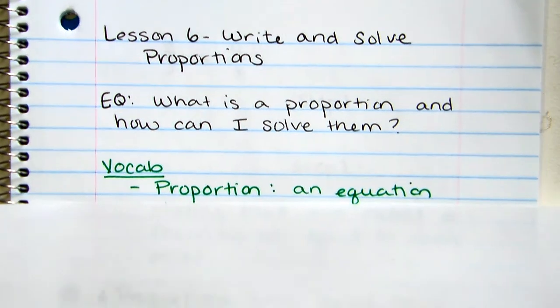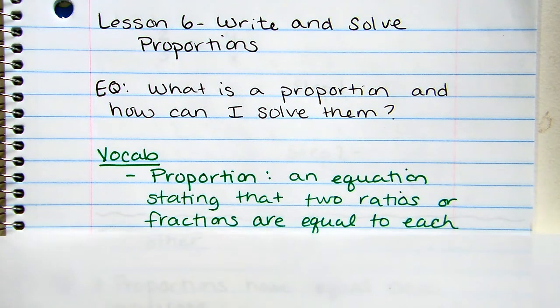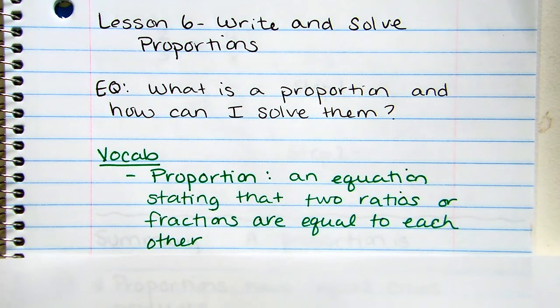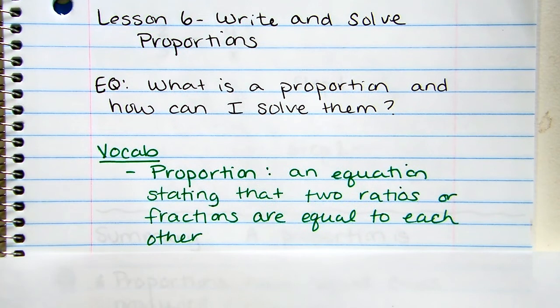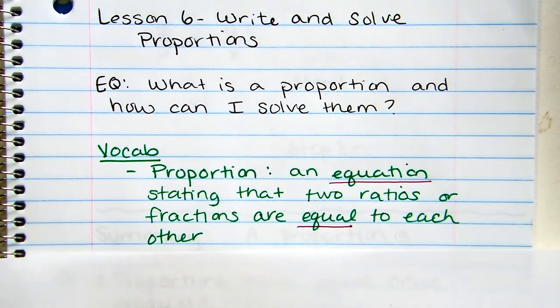We do have one important vocab word, and that is the word proportion. A proportion is an equation stating that two ratios or two fractions are equal to each other. Now, the key words there are equation and equals. Anytime we talk about an equation, it will have the equal sign. When we talk about an expression, it does not have an equal sign. So an equation equals, we solve it.